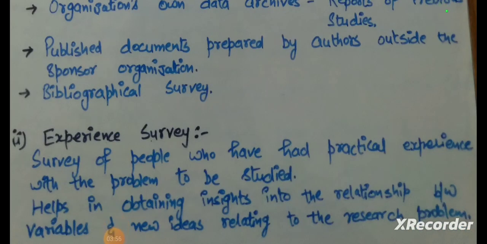Next, we have experience survey of people who have had practical experience with the problem to be studied. It helps in obtaining insights into the relationship between variables and new ideas relating to the research problem. The product of such questioning may be a new hypothesis, the discarding of an old one, or information about the practicality of doing the study. The questioning involves questions like what is being done, what has been tried in the past without success, with success, how have things changed, what problem areas and barriers can be seen, what are the priority areas, and how have things changed.